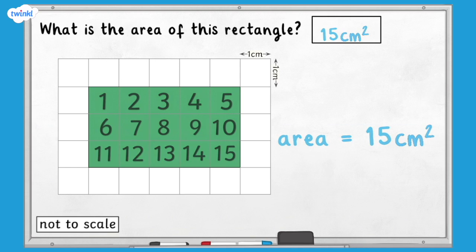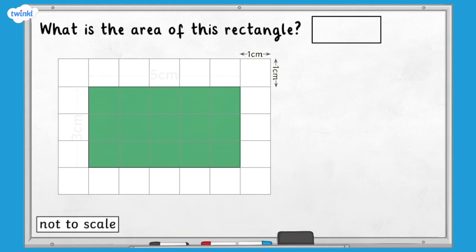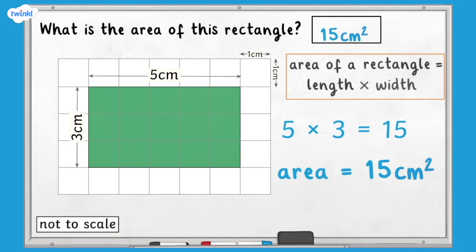If we put a counter in each of the squares, we can see that there are 3 rows and 5 columns of counters in the array. So instead of counting the squares, we could have calculated the area by multiplying 5 by 3. To calculate the area of any rectangle, you can multiply the length by the width.